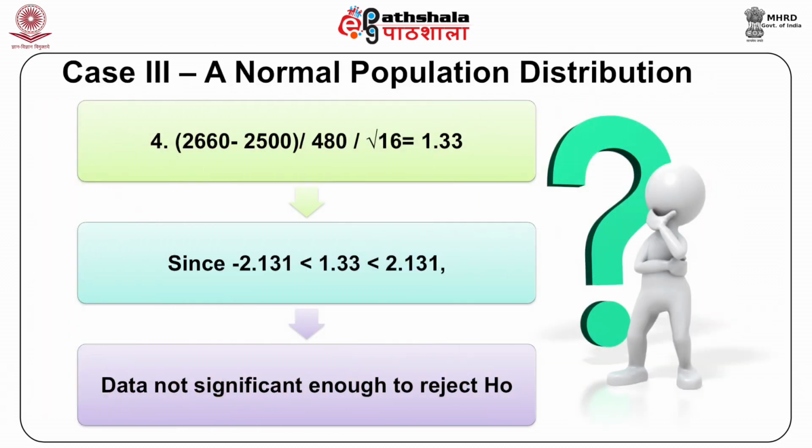4. 2660 minus 2500 divided by 480 divided by root 16 is equal to 1.33. Since minus 2.131 is less than 1.33 is less than 2.131, the data is not significant enough to reject H0.